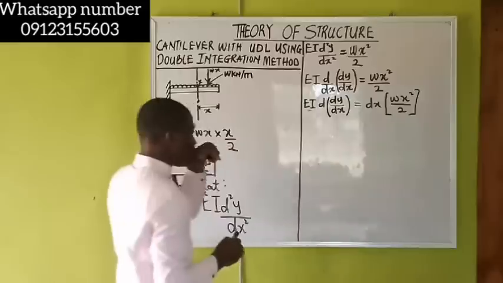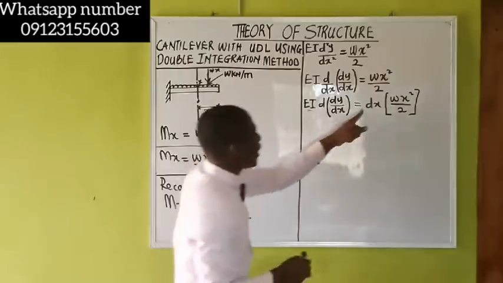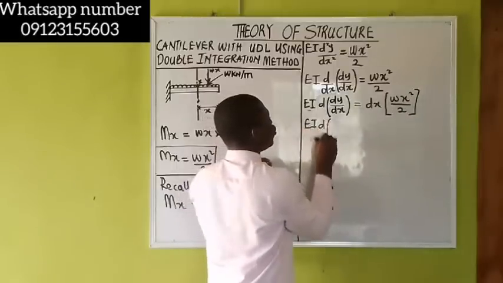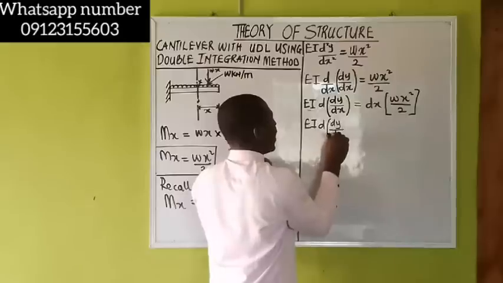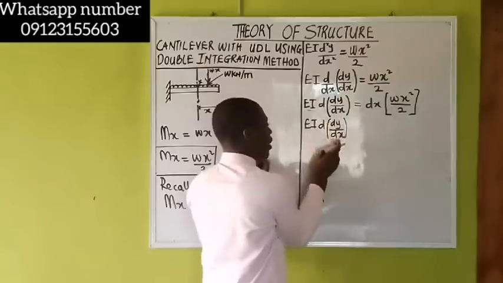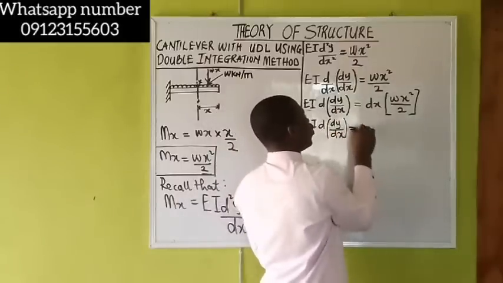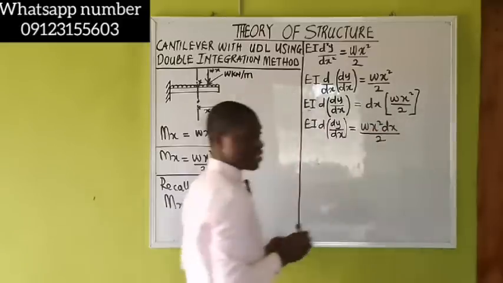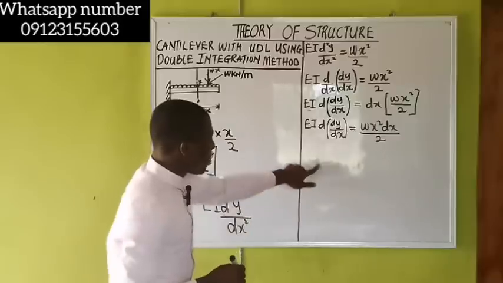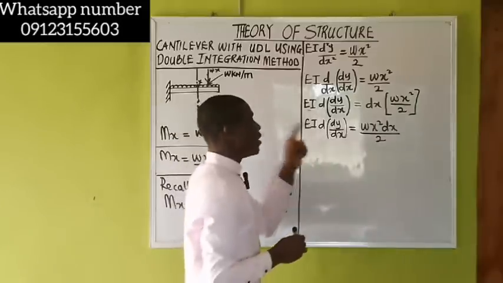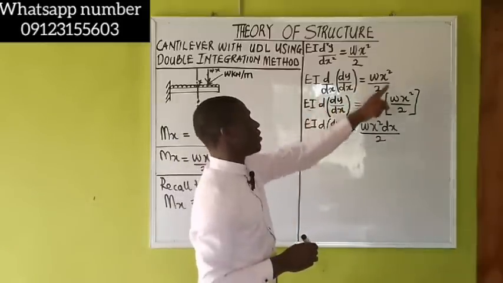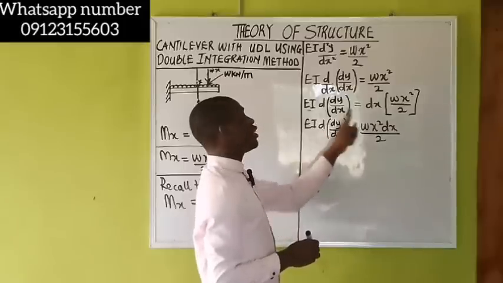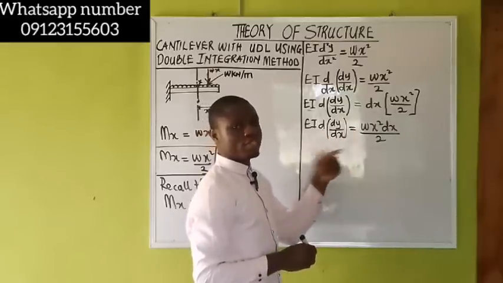Next up, my next task here is to multiply this with this. That becomes EI d into dy over dx, all of which is repeated down here. It is equal in value to wx squared dx over 2. My first task, I take the dx and multiply this. Now take d to the other side. Whenever d crosses the equality sign, it becomes integration. That is the keyword.